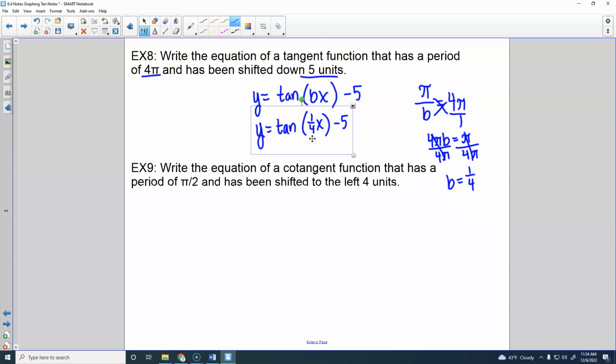Phase shifts, you do them exactly like you do them for sine and cosine. They're exactly the same. So if you have a phase shift, that's what you're going to do.